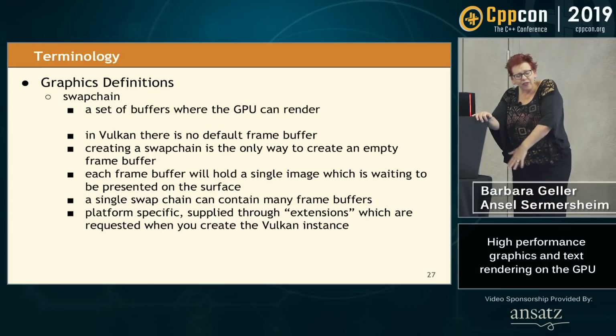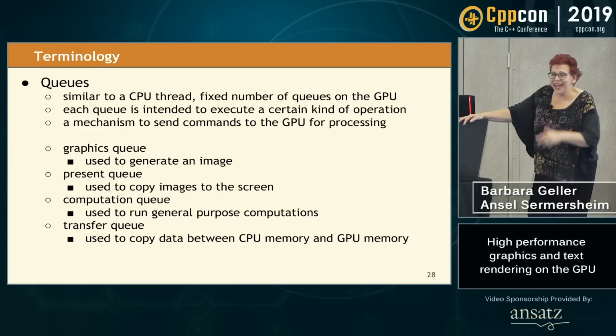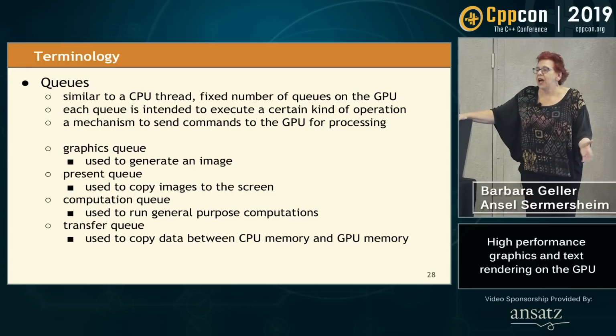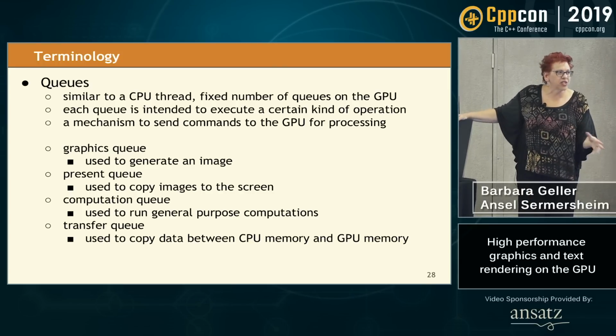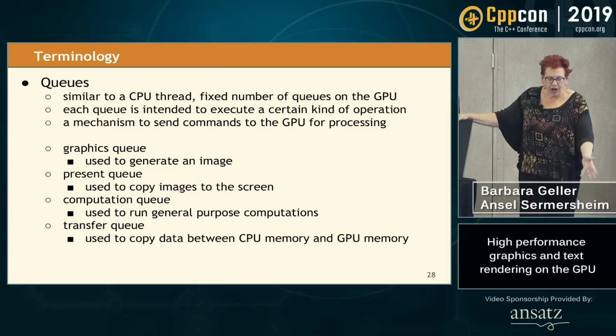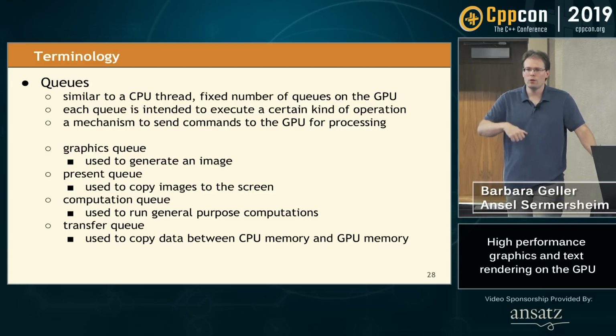Next, there's queues now. And now we've got graphics queues and present queues and computation. Again, just a lot of things that you need. This is still part of those 700 lines of code. We don't have a triangle now. We're just talking about the queues. What you need to know about queues is queues are the places where you put command buffers.